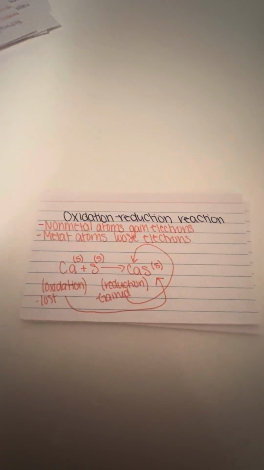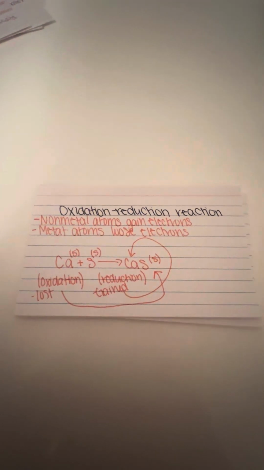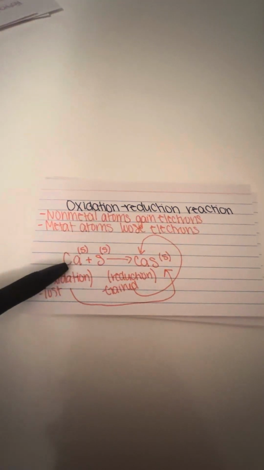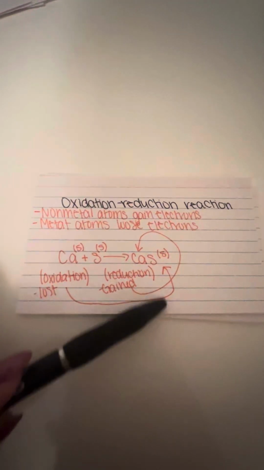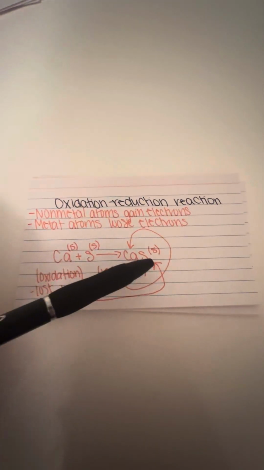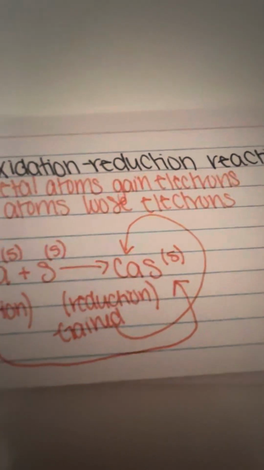The next one was an oxidation reduction reaction. This is where non-metal atoms gain electrons while metal atoms lose electrons. You can see this is the oxidation on this side, losing the electrons as it gets over here. And then this is the reduction, gaining the electrons. I tried to draw an arrow. It gets kind of confusing, but oxidation is over here, and the reduction is right there.